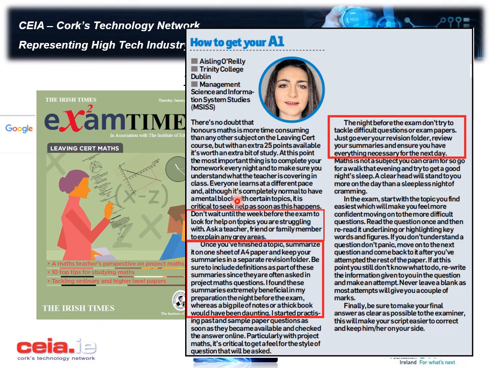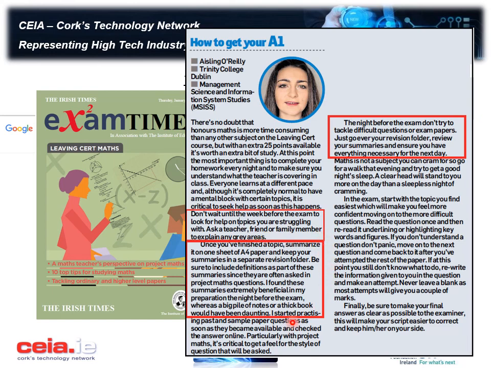Everyone learns at a different pace, and although it's completely normal to have a mental block with certain topics, it is critical to seek help as soon as this happens. Don't wait until the week before the exam to look for help on topics that you are struggling with. Ask a teacher, friend, or a family member to explain any grey areas, and that's exactly how I got involved a lot in maths over the last few years, helping family members or children of friends, and so on.